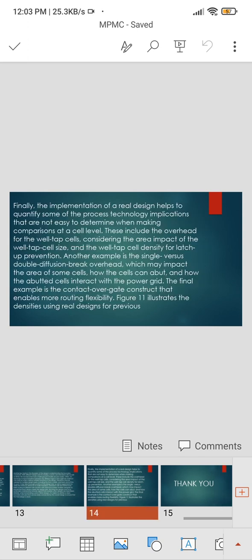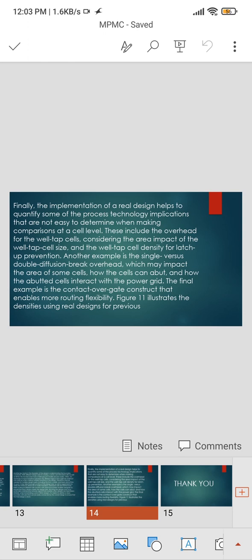Finally, the implementation of a real design helps to quantify some of the process technology implementation effects that are not easy to determine when making comparisons at a cell level. This includes the overhead for the well tap cells, considering the area impact of well tap cell size and the well tap cell density for latch-up prevention.